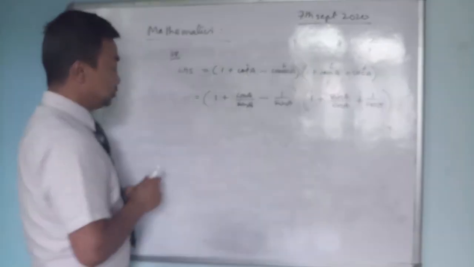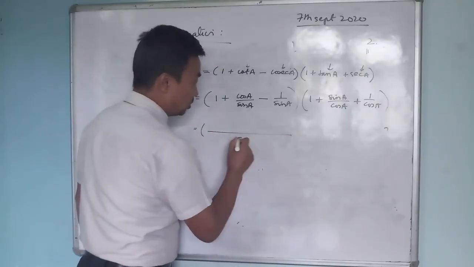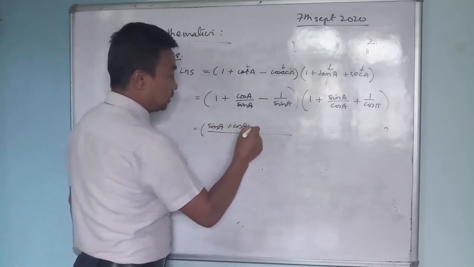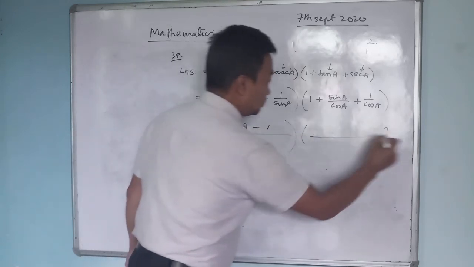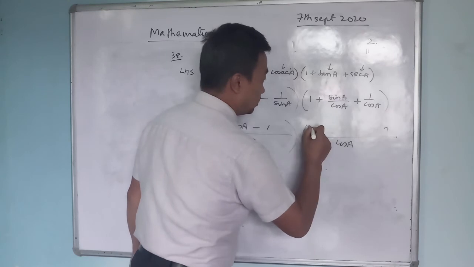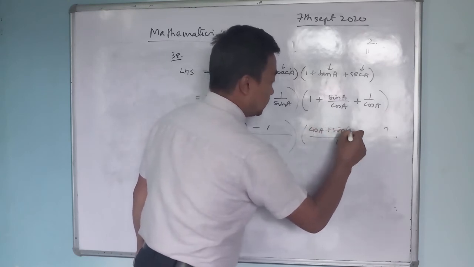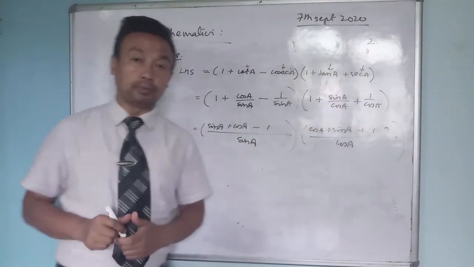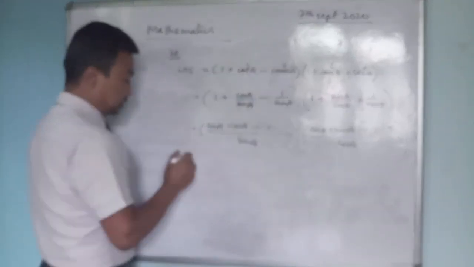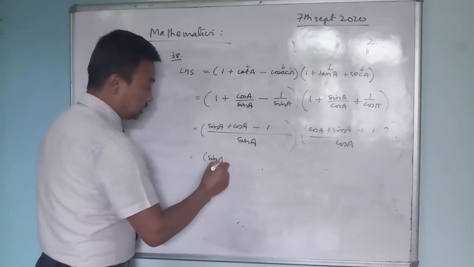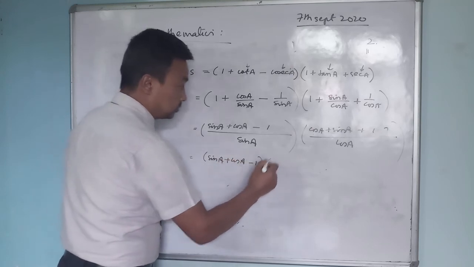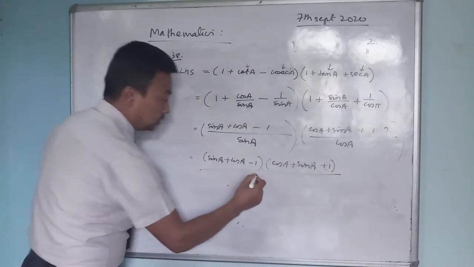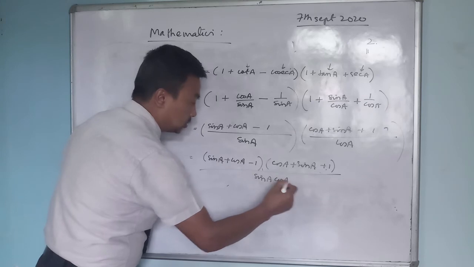Now in this bracket, you take the LCM. Sin A plus cos A minus 1. Here also you take the LCM, cos A plus sin A plus 1. Now this and this you multiply. If you look at this, sin A plus cos A minus 1, cos A plus sin A plus 1. In the denominator you have sin A into cos A.